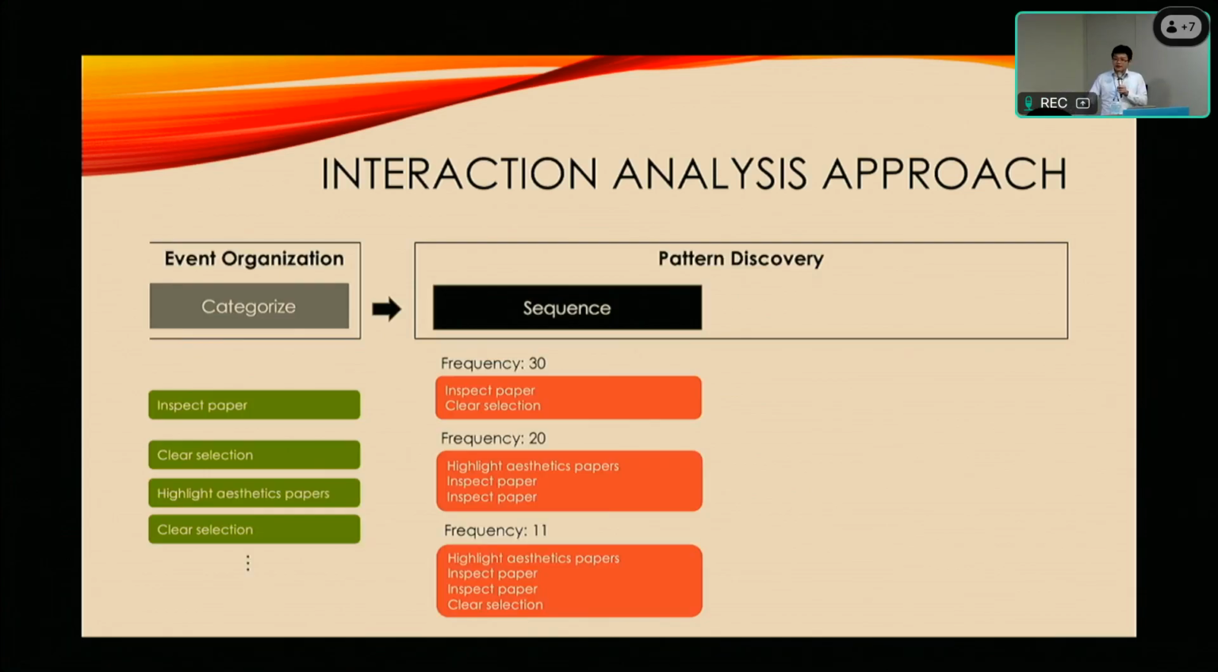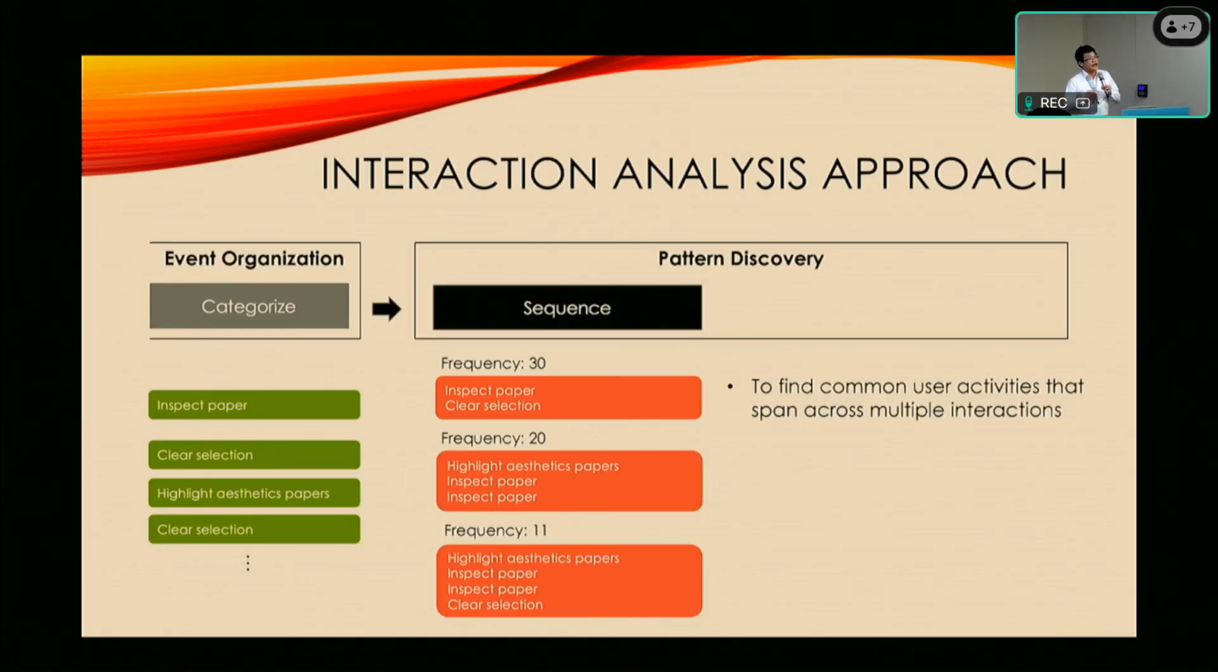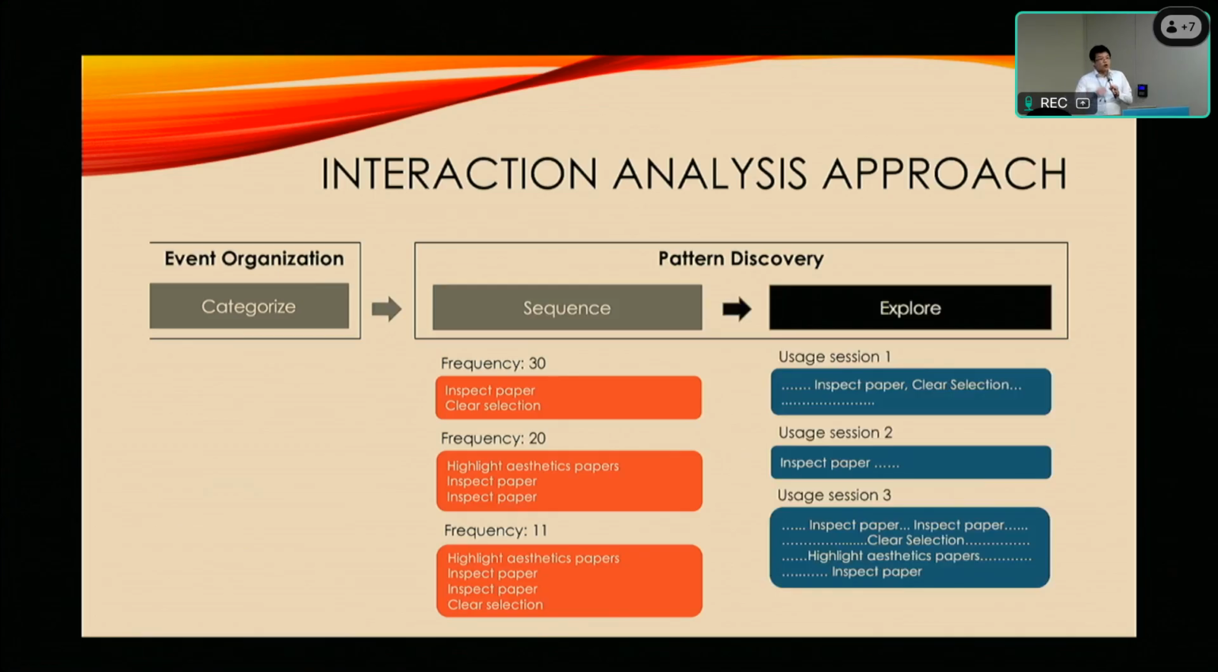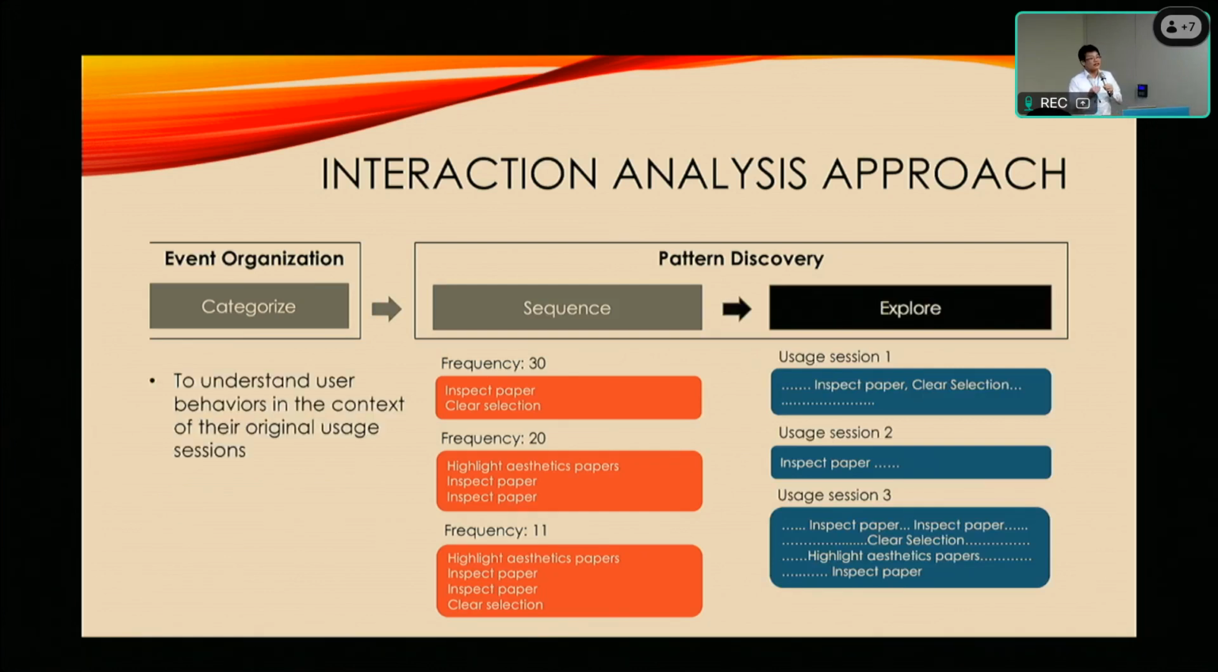Typically, analysts conduct some kind of sequential pattern analysis to automatically extract frequent sequences in the data, because these interaction sequences may inform high-level user activities that can be very useful for understanding behaviors. Finally, all these sequences and categories need to be put back into their original usage sessions to understand the context of these interactions, to better understand things.